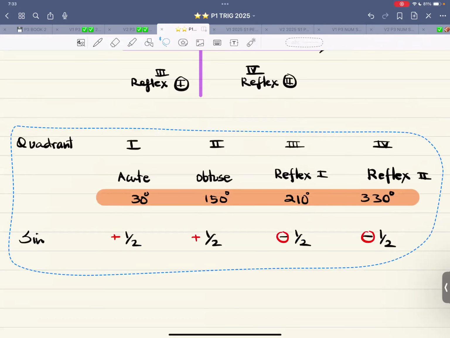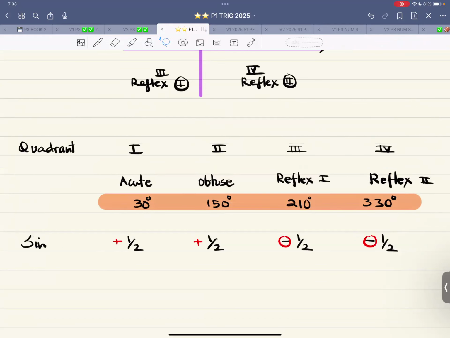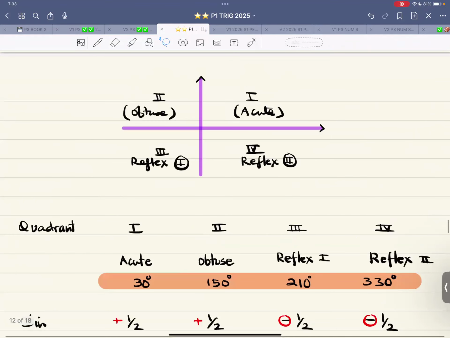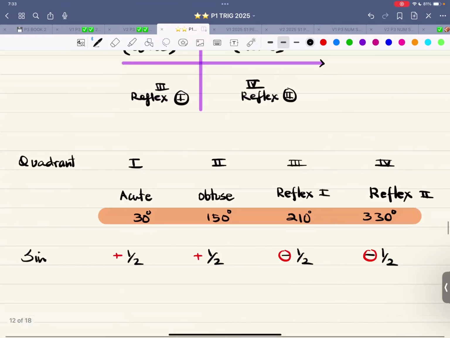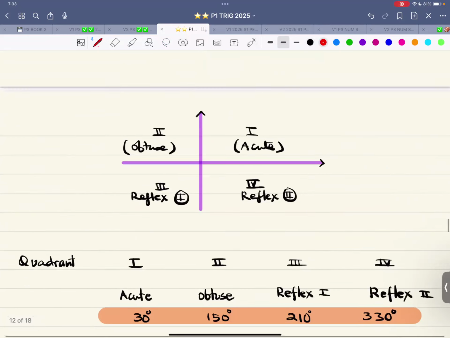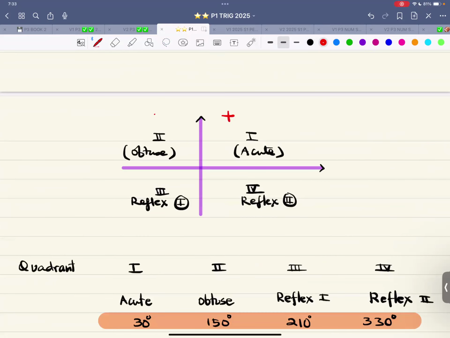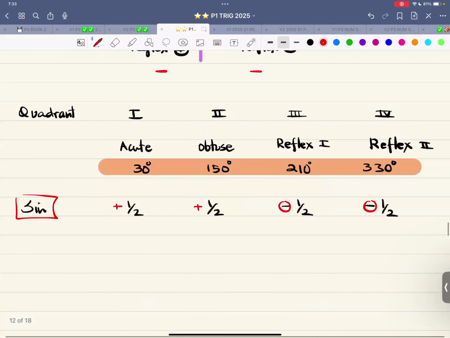That sine is positive for the first two quadrants. So we say sine, let me mark it in red. Sine is positive over here, sine is positive over here, sine is negative over here, sine is negative over here. Red color denotes sine. That is the first thing.